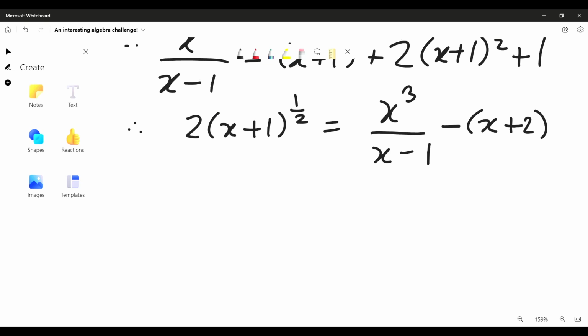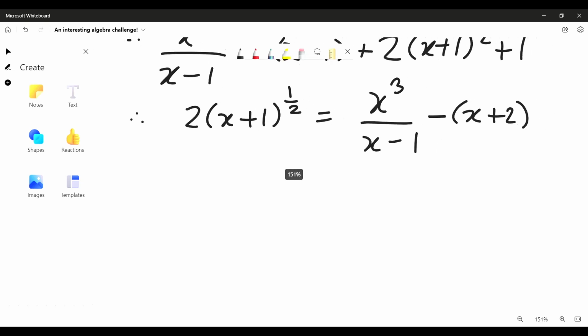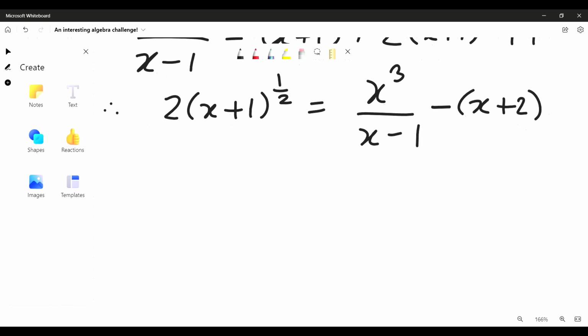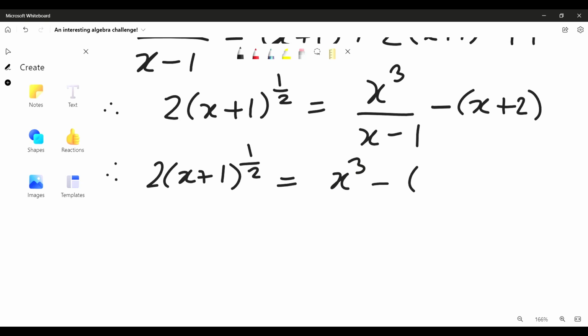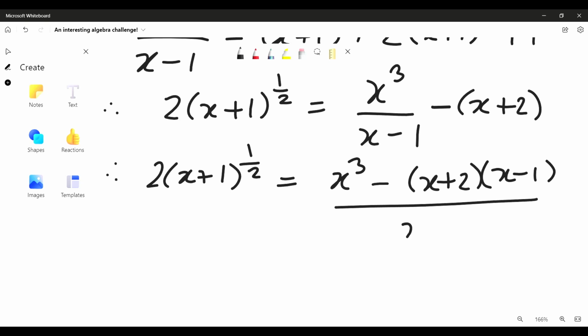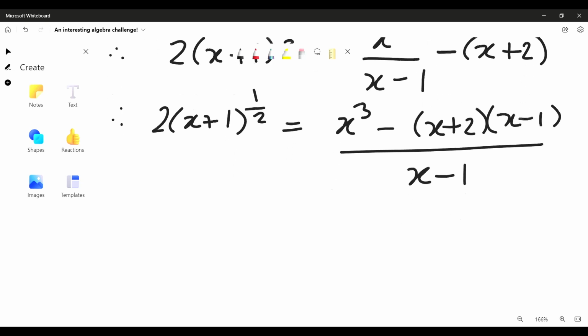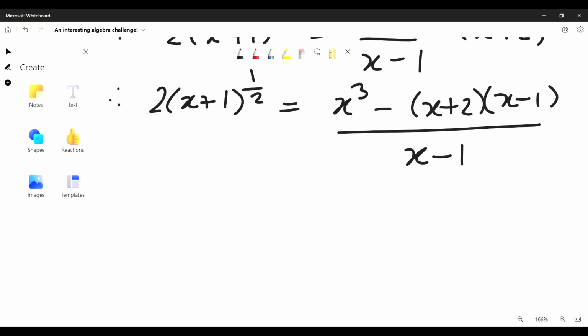Before I square this, I don't want to be dealing with an expansion again. If I'm working with factors, it's much easier because I just raise each binomial, or everything in the bracket, to the power. So I am going to use the common denominator on the other side. So let's do this. We get x cubed minus x plus 2 times x minus 1 over x minus 1. And so let's expand that. On the other side we get 2 times x plus 1.